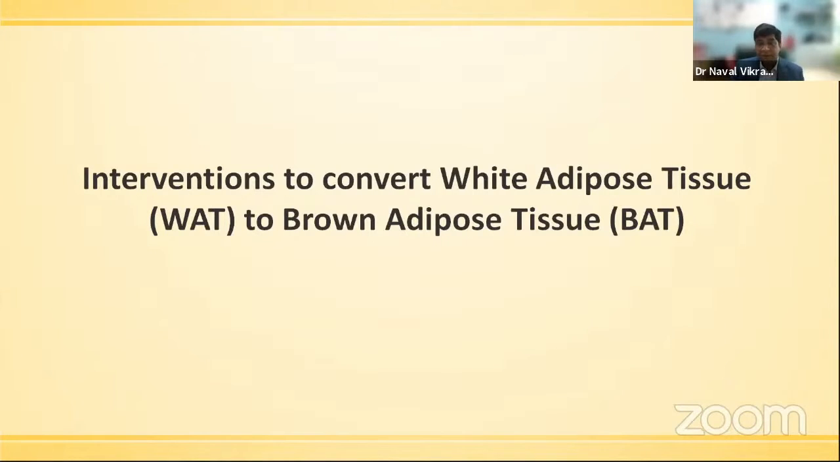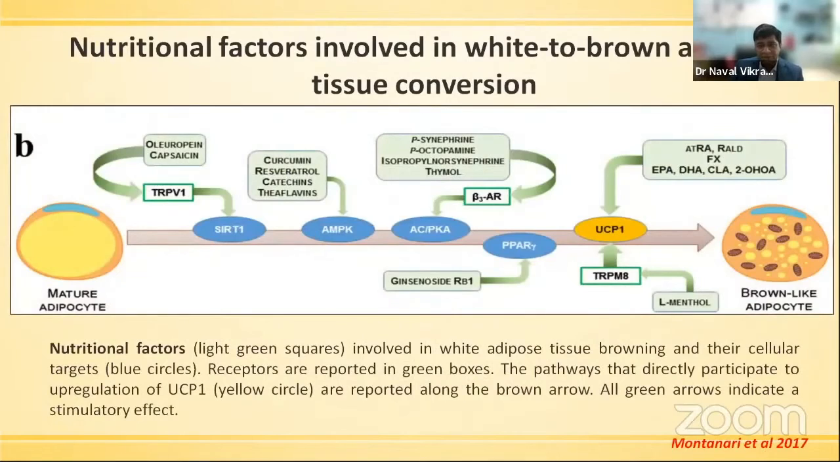Now, knowing that brown adipose tissue has such important functions, how do we increase the brown adipose tissue? If not, how do we convert the white adipose tissue to the brown adipose tissue? Several studies have been done. Most of the data is from animal studies. There is very, very limited data in human studies.